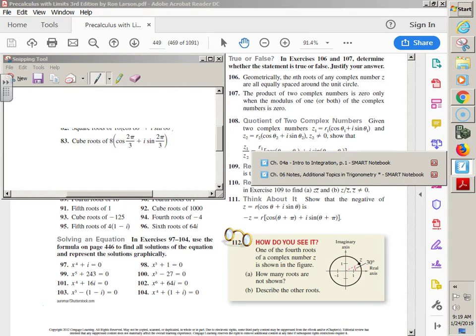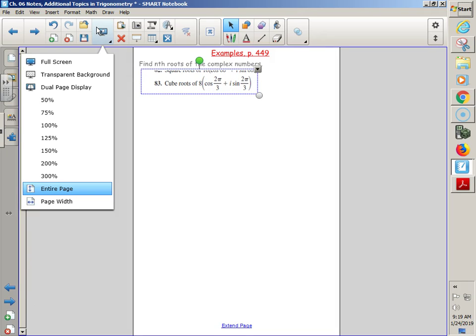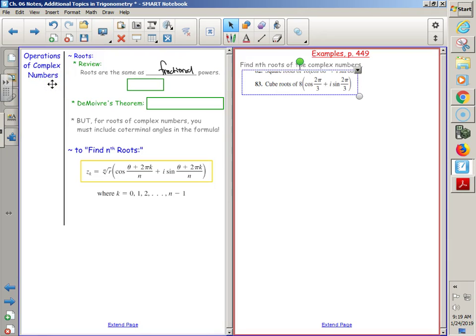But for those of you guys that didn't know how to do this one, I'm going to go ahead and actually steal this guy as the example in our notes. The actual homework problem, I'm stealing him to be the example in our notes. And I'm going to dual page it with the page before, which is where the formula is found.